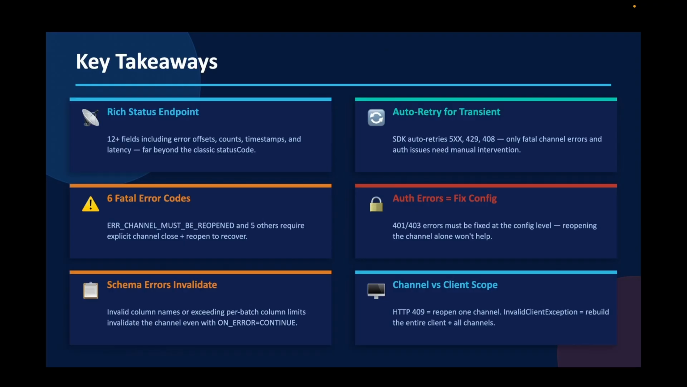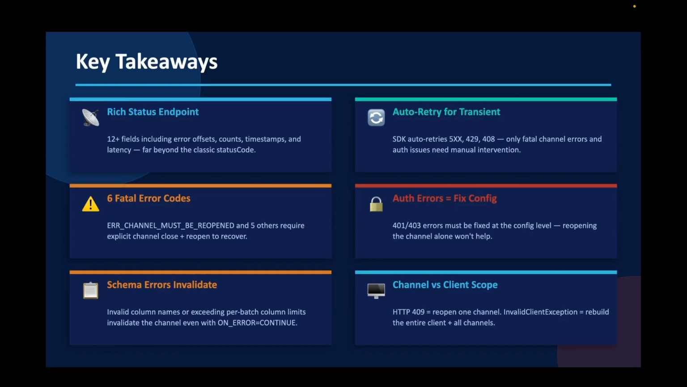The key takeaways when it comes to error handling of Snowpipe streaming of high performance architecture: there are rich status endpoints you could see based on the error offsets, the fields that HPA architecture provides. Auto retry mechanism for transient errors, especially at server side. The fatal error codes like error channel must be reopened, and others require explicit channel close and reopen to recover.